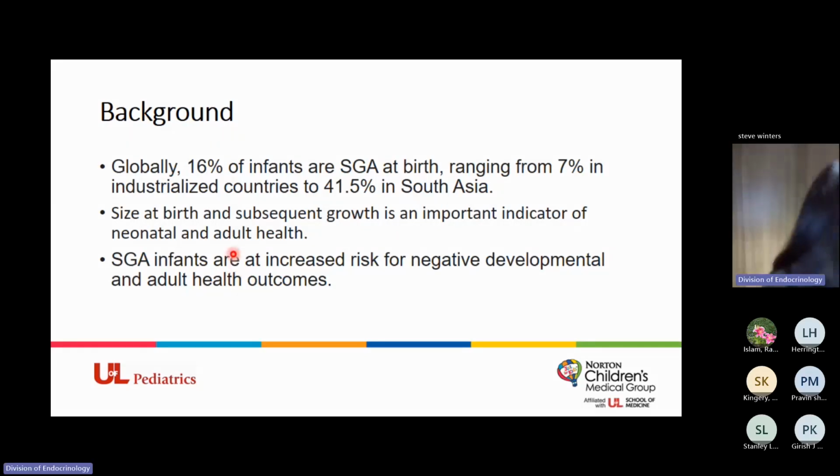So a little bit of background. Globally, about 16% of infants are born small for gestational age. There is a wide range from 7% in developed countries up to 41% in South Asia. And we know that size at birth and postnatal growth are important indicators of neonatal and adult health. You will hear this multiple times throughout my talk, but SGA infants have increased risk of negative developmental and adult health outcomes that we will review today.